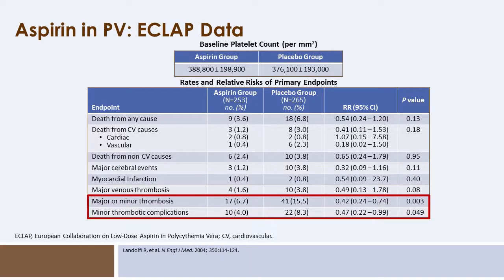Next, the issue of aspirin. There was a randomized study done in Italy with the ECLAP trial, which, using 100 milligrams of aspirin, the European formulation, versus placebo, showed superior control of risk of thrombosis with the group treated with baby aspirin. So this has evolved to be the cornerstone of therapy for all of our PV patients.